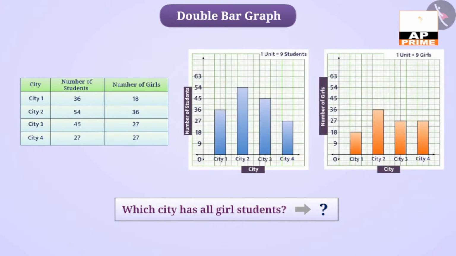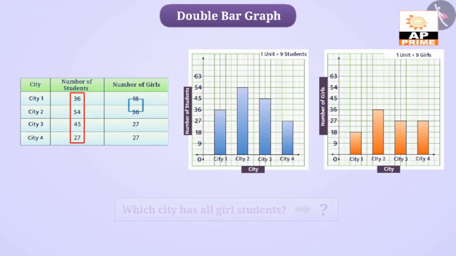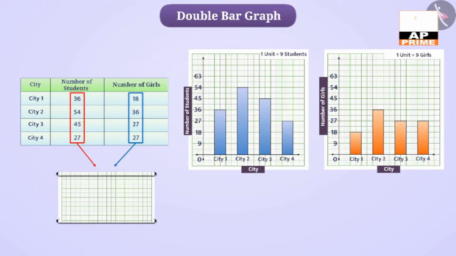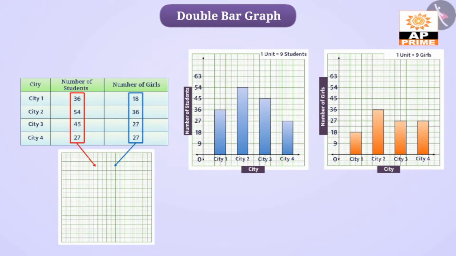Here, the number of students and the number of girls are related to each other. In such a situation, if we represent both types of data together in pictorial form, then it will be more convenient for us to understand the data. This feature provides us with a double bar graph. Drawing a double bar graph is very similar to drawing a bar graph.